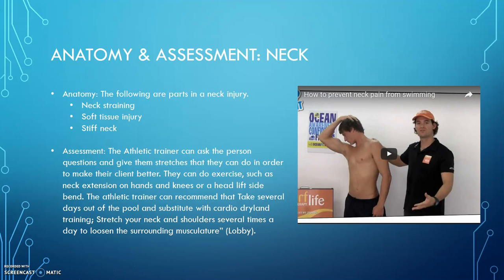The anatomy of neck injuries: your neck can strain, there's soft tissue injury, which is whiplash, and a stiff neck. The athletic trainer is going to ask you what, when, why, where does your neck hurt, and they're going to give you different stretches and exercises that you can do. Some good exercises that I found were neck extension on the hands and knees, or a head lift side bend. This helps with your neck range of motion.